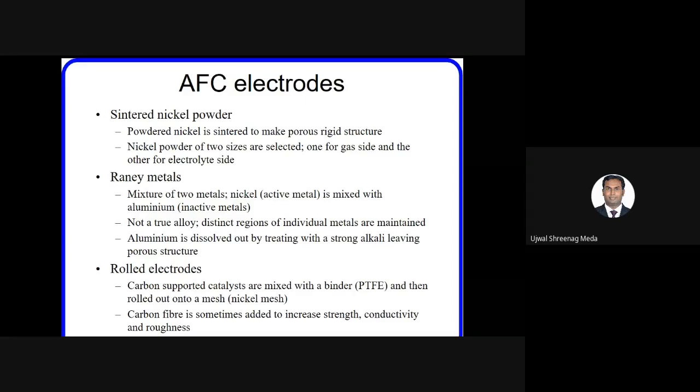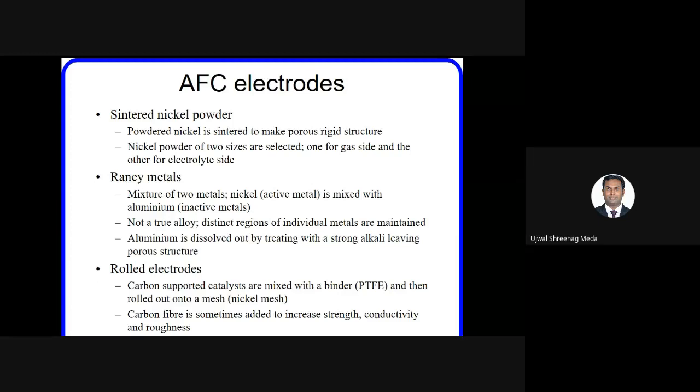porous, rigid structure. And in this case, the particle size distribution of the nickel powder depends upon the type of electrode it is, whether it is anode or cathode. And also, one side of the electrode is always exposed to gas, either fuel or oxidant. The other side is exposed to electrolyte, which is liquid. So based on this, the size of this nickel powder is selected. So one for gas side, another for electrolyte side. So like that, nickel powder of different particle size distribution is considered.